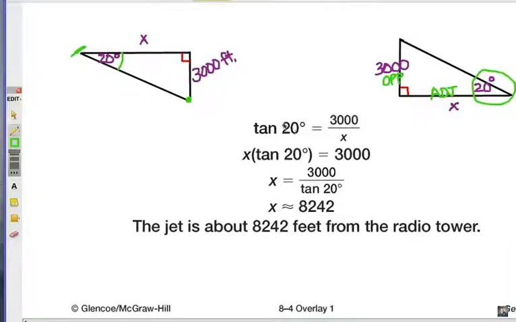You cross multiply these two things together, and notice you are going to divide each side by tangent of 20 degrees. So to get your answer, you take 3,000 and divide it by the tangent of 20. Find the decimal value of tangent 20 degrees on your calculator. It's about 8,242 feet. So about 1.5 miles or so.